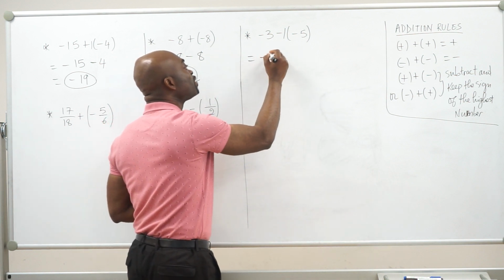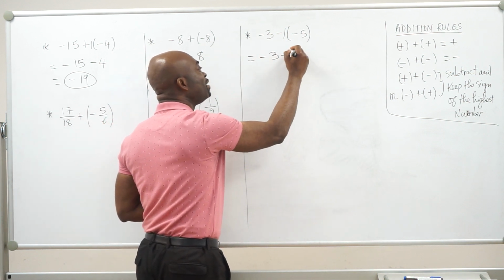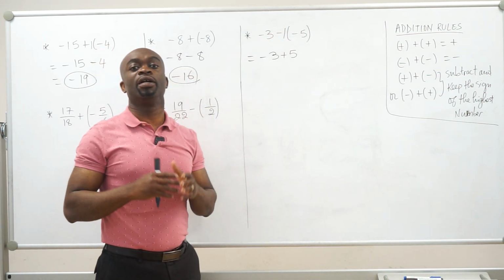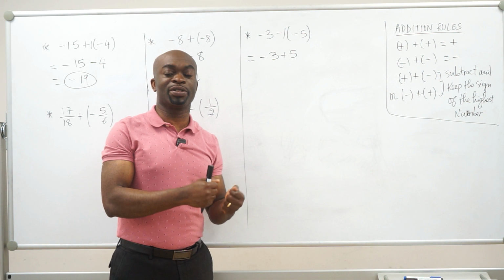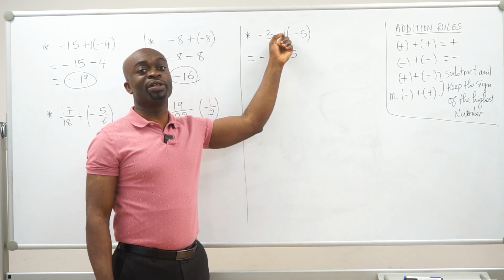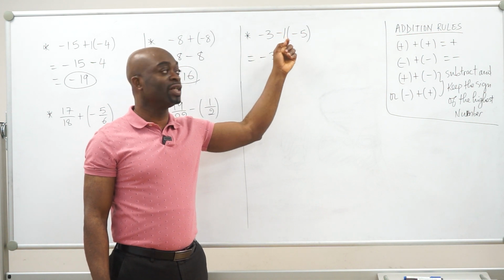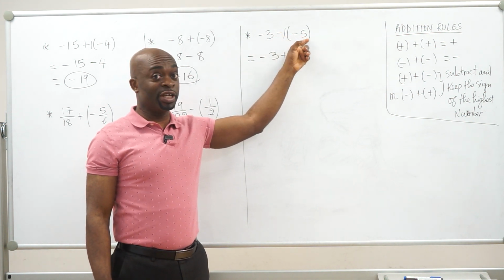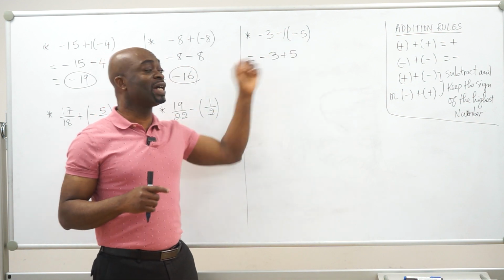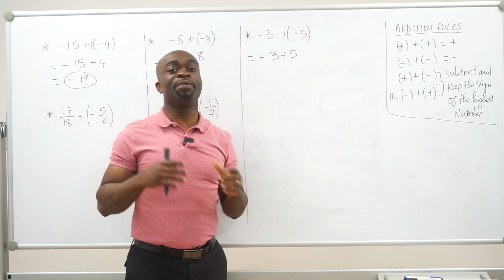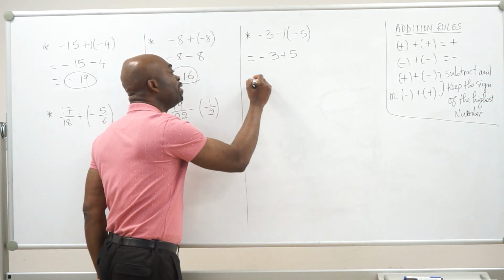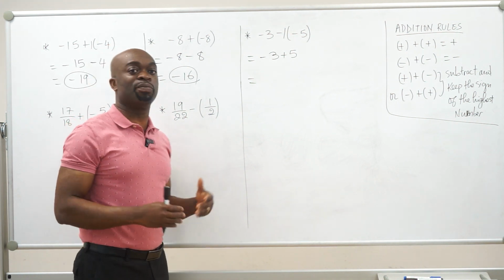So this is going to give us negative 3 and then positive 5. The negative sign here changes the sign of the one inside the parentheses to the opposite sign. Basically that's what the negative sign right in front of the parentheses does. It will always change the sign of whatever you have inside the parentheses to the opposite sign. So if it's a negative 5, it becomes positive 5. If it were positive 5, it's going to become negative 5 in that case. But here we have negative 3 plus 5.